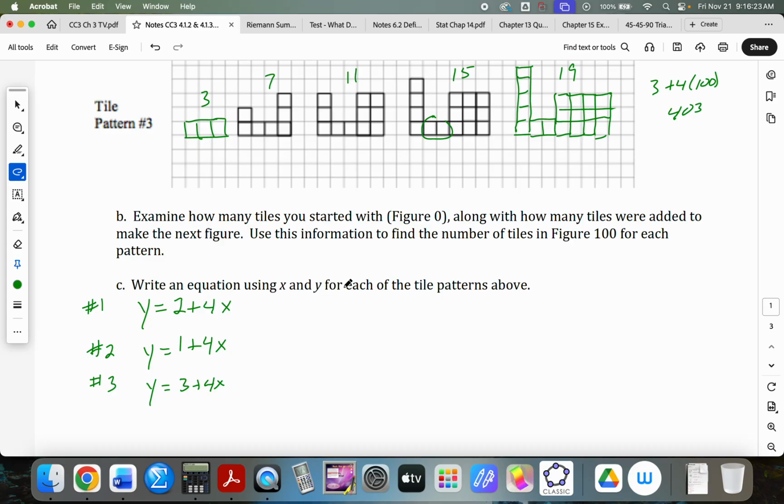Yes. X is the figure number. So we should write that. So y equals the number of tiles, and x is equal to the figure number. Anytime you're using variables where the letter doesn't stand for anything in particular, like x and y, unless you're counting, I don't know, the number of yaks for the number of xylophones, right? Then you should explain what your variables stand for.